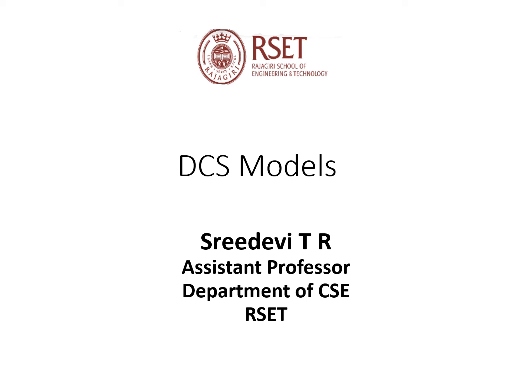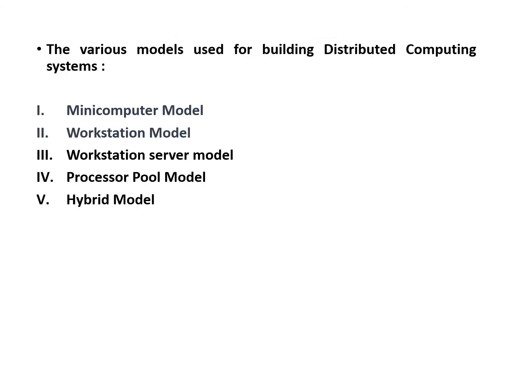Welcome all. The topic is Distributed Computing System Models. The various models used for building distributed computing systems are listed below. They are the mini computer model, workstation server model, processor pool model, and hybrid model. So the different models which are used for building DCS are classified into 5 different models.